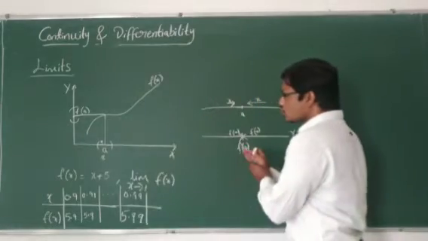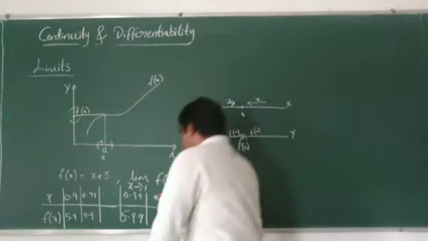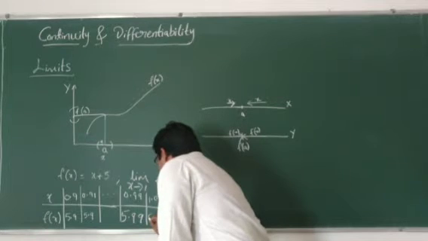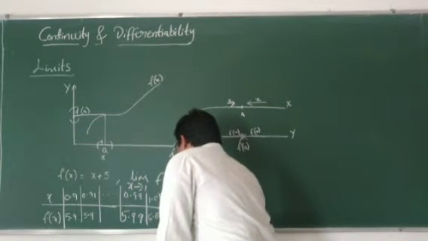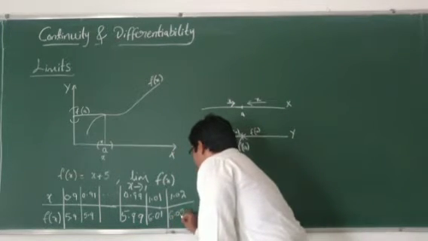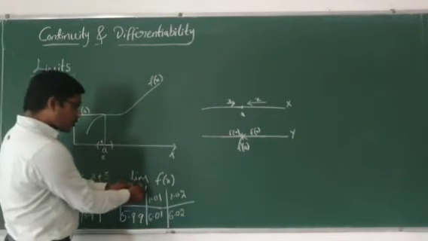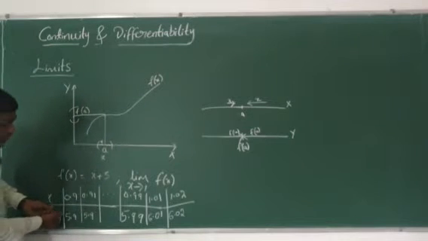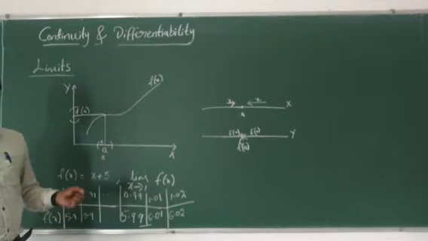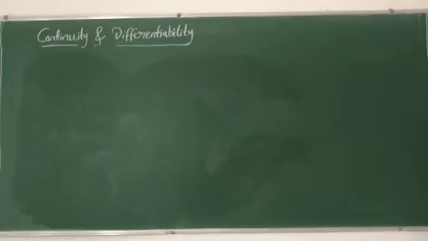If you approach 1 from the right hand side means greater than 1. So if you take 1.01, then what is f of x? F of x is 6.01. 1.02. The value will be 6.02. So what we are observing here is, as you get closer and closer to 1, f of x values are getting closer and closer to 6. If you carefully observe, I am not considering 1.